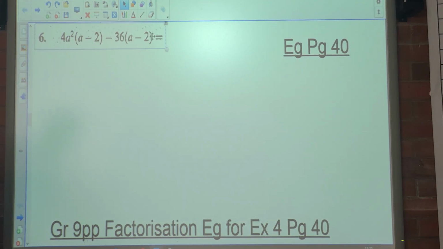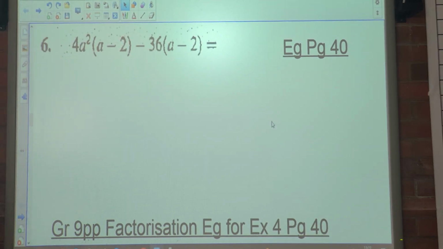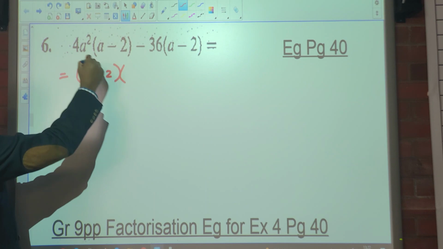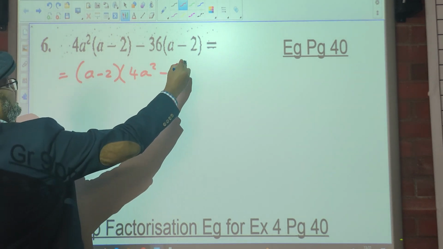Number 6. 4a squared into a minus 2 minus 36 into a minus 2. What type of factorization here? Common bracket. So take out the common bracket quickly. So we got factorized a minus 2, we're left with 4a squared minus 36.